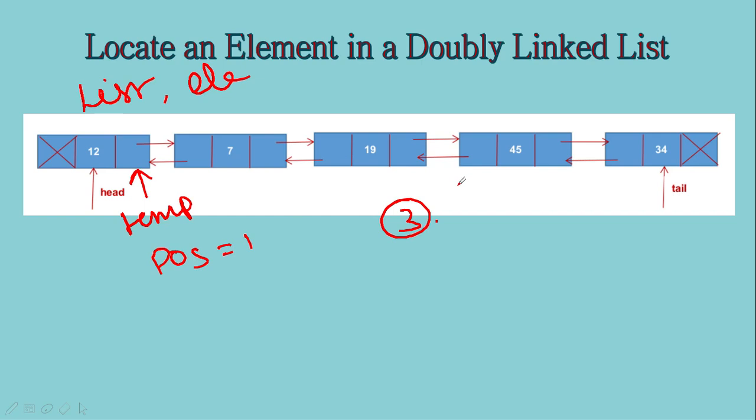There are cases when the element may not be present. For example, if I am searching for 40, and 40 is not in the list, then what will happen? I will reach the last node and then go beyond the list. Beyond the list in the sense that temp will become null. In that case I can return -1, indicating failure. Another case is when the list is empty. If the list is empty also, we can return -1.